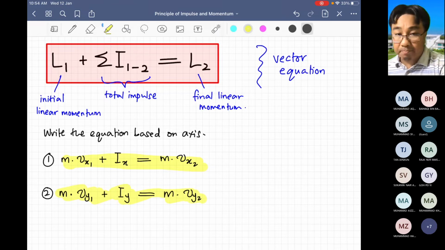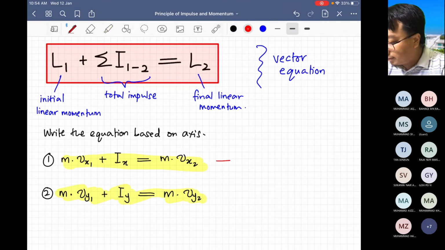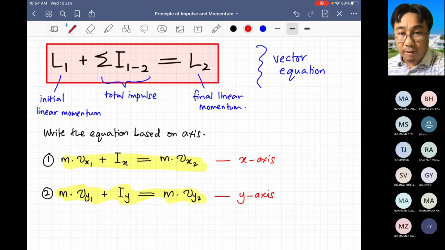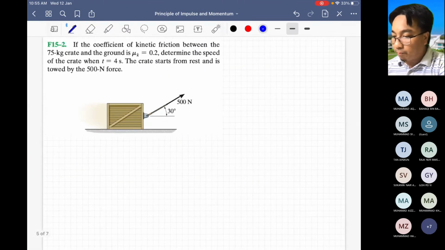So mvx1 plus ix is equal to mvx2. So let's write that this is in x-axis. This is in x-axis. And this one is in y-axis. All right. Do you have any question? Anyone? Do you have any question? No, sir. No, okay. So this is basically impulse lah. Ix and Iy is the impulse in x and y axis. Okay. Let's look at an example.